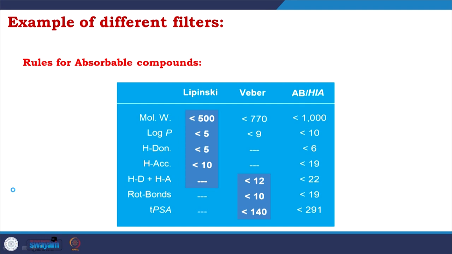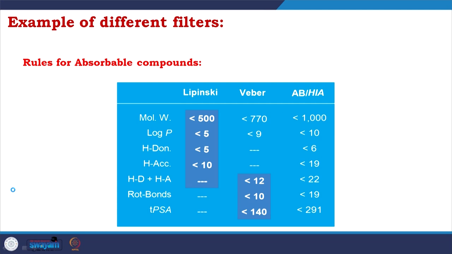Rotational bonds: in a lot of cases you will see that bond rotation plays a major role in the flexibility of the molecule, and more rotational bonds mean more conformations and difficulty in prediction. So, they introduce rotational bonds, which should be less than 10. TPSA, the topological polar surface area, is less than 140. In Ghose, the molecular weight is less than 1000, log P less than 10, hydrogen donor less than 6, hydrogen acceptor less than 19, hydrogen bond donor and acceptor together less than 22, rotational bonds less than 19, and TPSA less than 291. But while these two rules exist, Lipinski is much more popular.